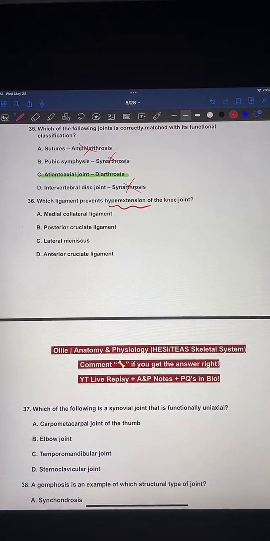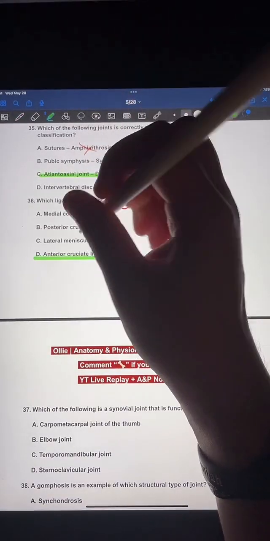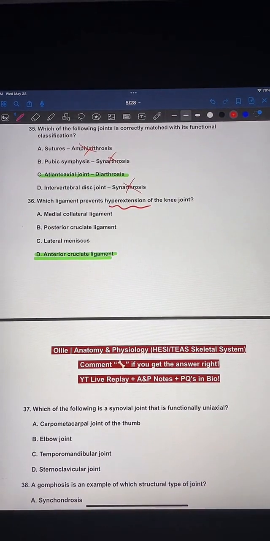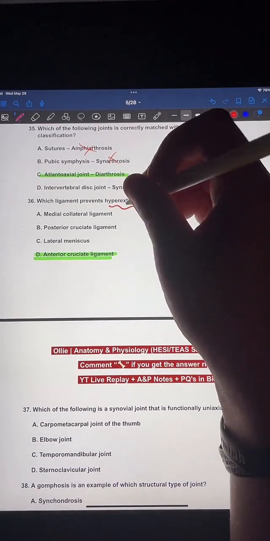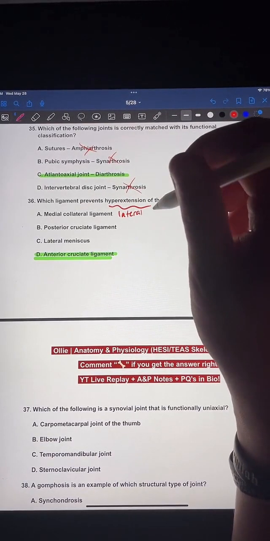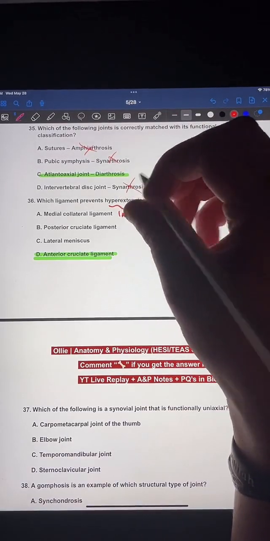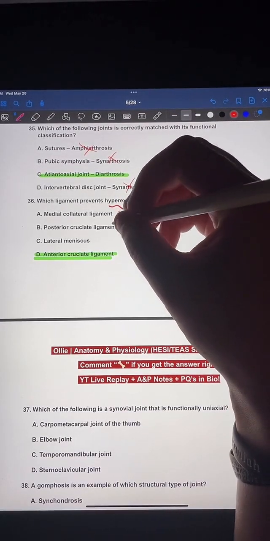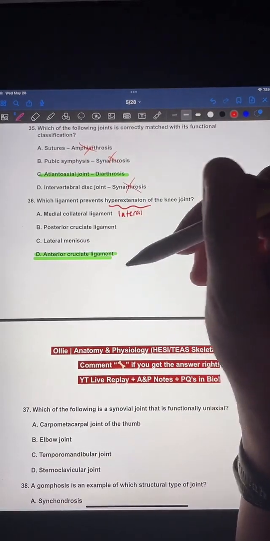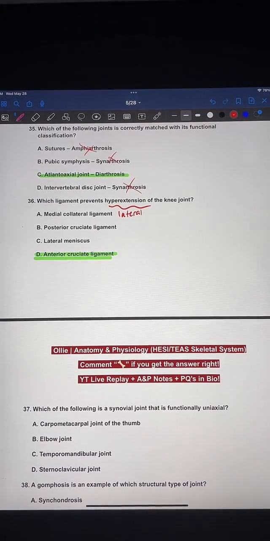Number 36, the answer is D. It is our ACL, our anterior cruciate ligament. That prevents anterior displacement of the tibia and hyperextension. The MCL is going to be for lateral stress. The posterior cruciate ligament prevents posterior tibial translation, and then the lateral meniscus is for cushioning, not necessarily any sort of restraint.